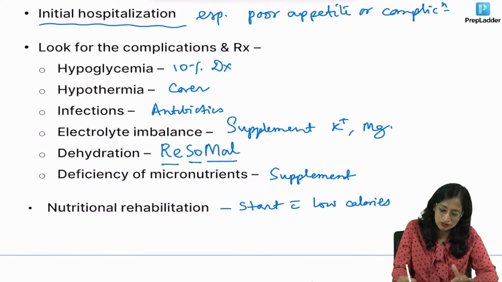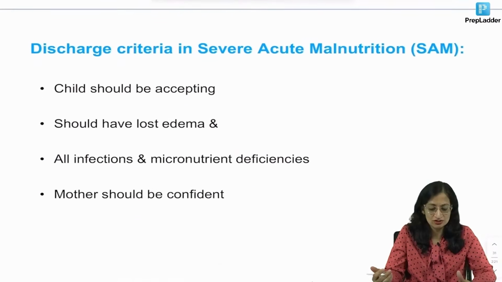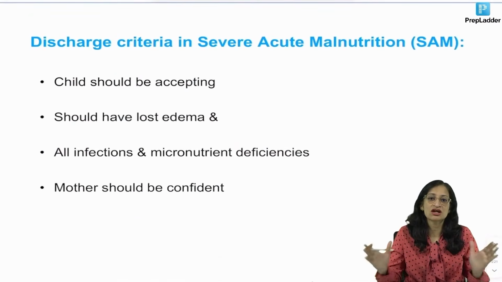And we gradually build it up, okay, to prevent the nutritional recovery or refeeding syndrome. That is how you manage a child with severe acute malnutrition. When do you discharge them from hospital?